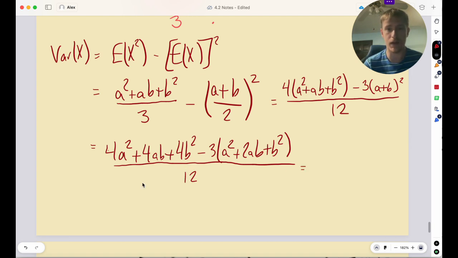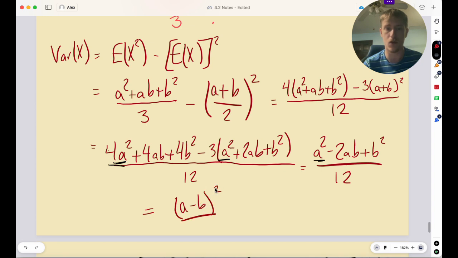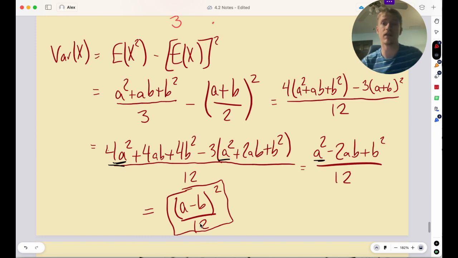Which is going to be a squared, because the 4a squared and the minus 3a squared are going to give you 1a squared. 4ab minus 6ab gives you a minus 2ab. 4b squared minus 3b squared gets you a plus b squared. Which you can factor, by the way. That's just a minus b quantity squared over 12. And that's the variance of the uniform continuous distribution.